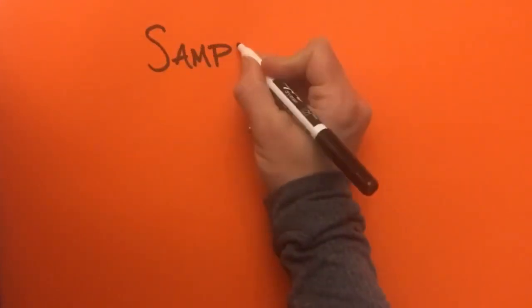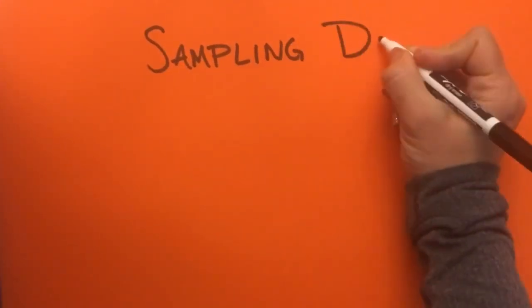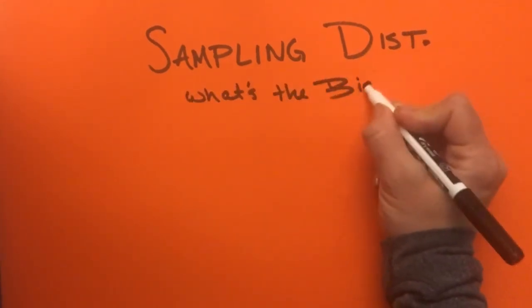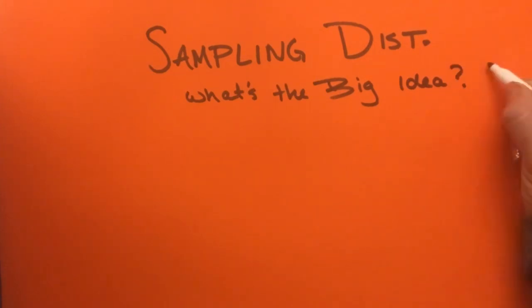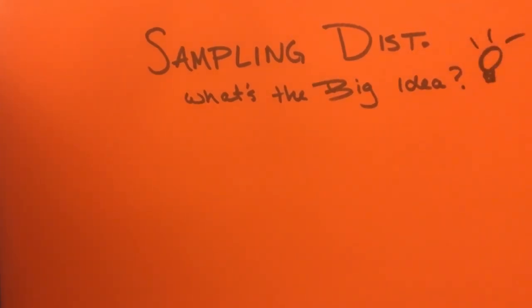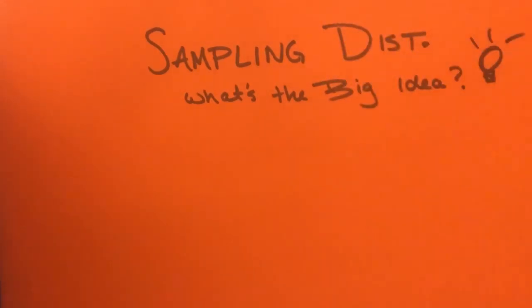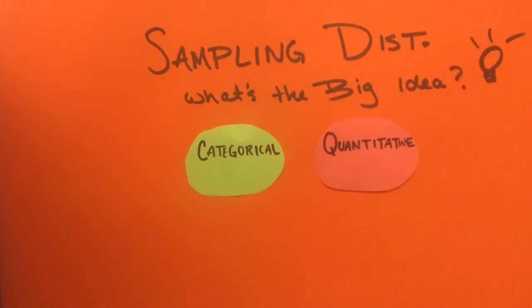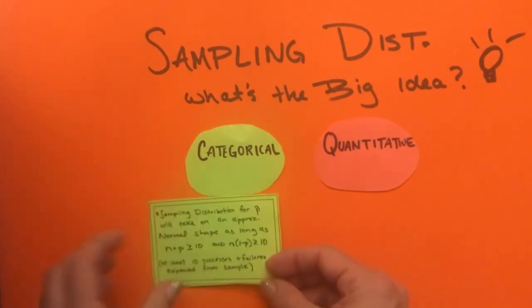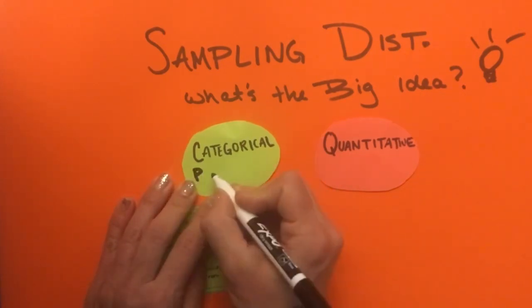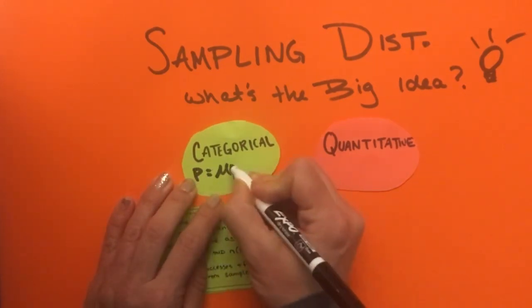We've been discussing sampling distributions in class, and I wanted to make a video that summarizes what the big idea is. So we're going to have two different variables: categorical and quantitative. And we're going to be asked questions about what the probability is that this or this happens. How likely is it that this event or this event happens within a sample? The good news is we can actually use normal calculations to do this.